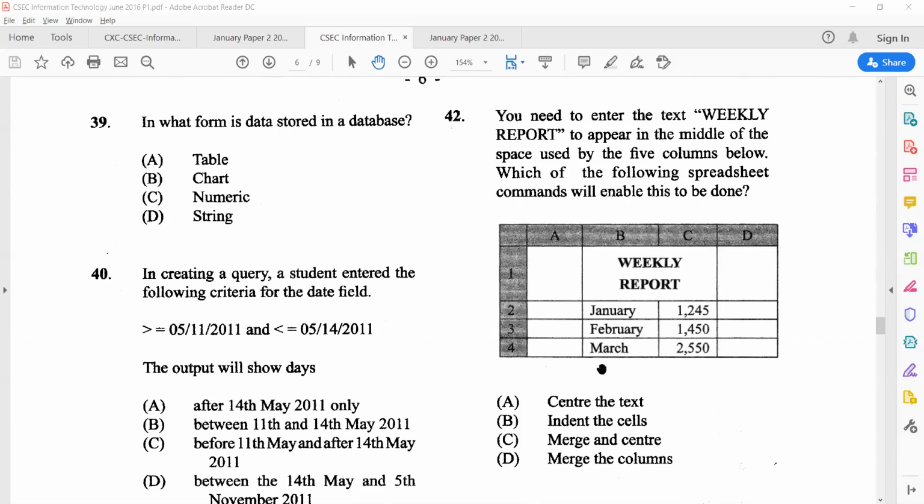All right, let's move on to 39. In what form is data stored in a database?